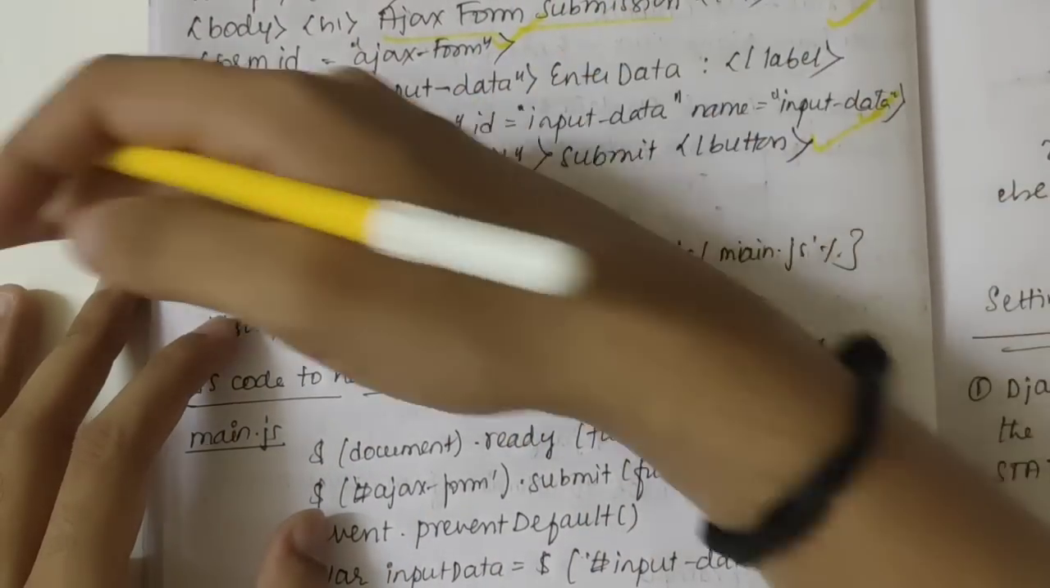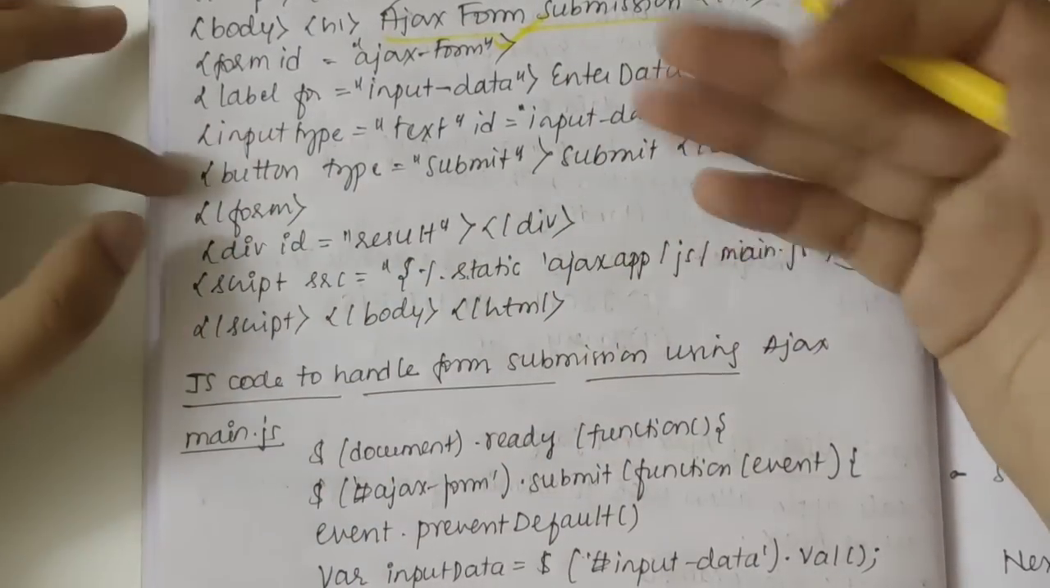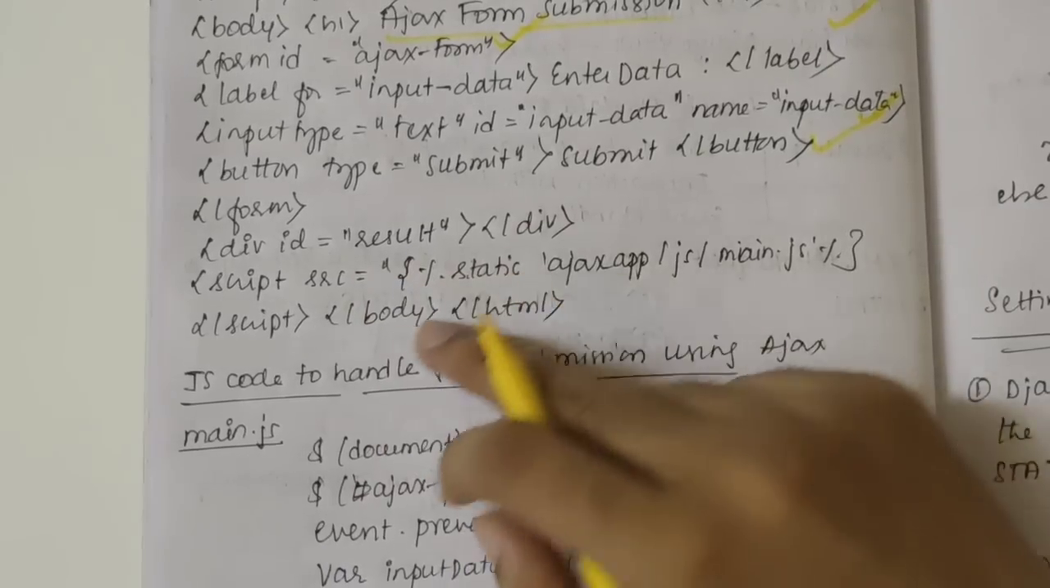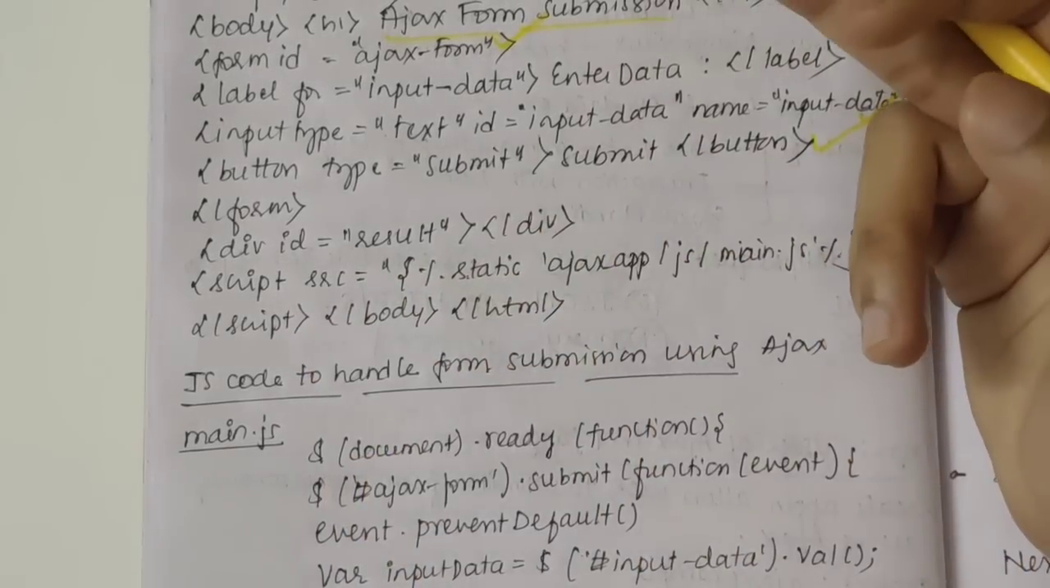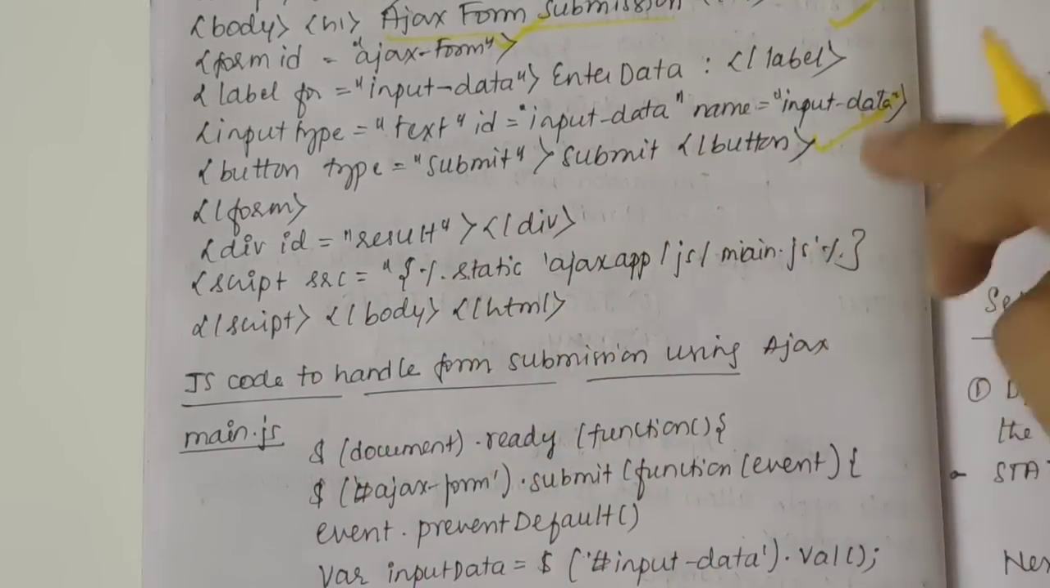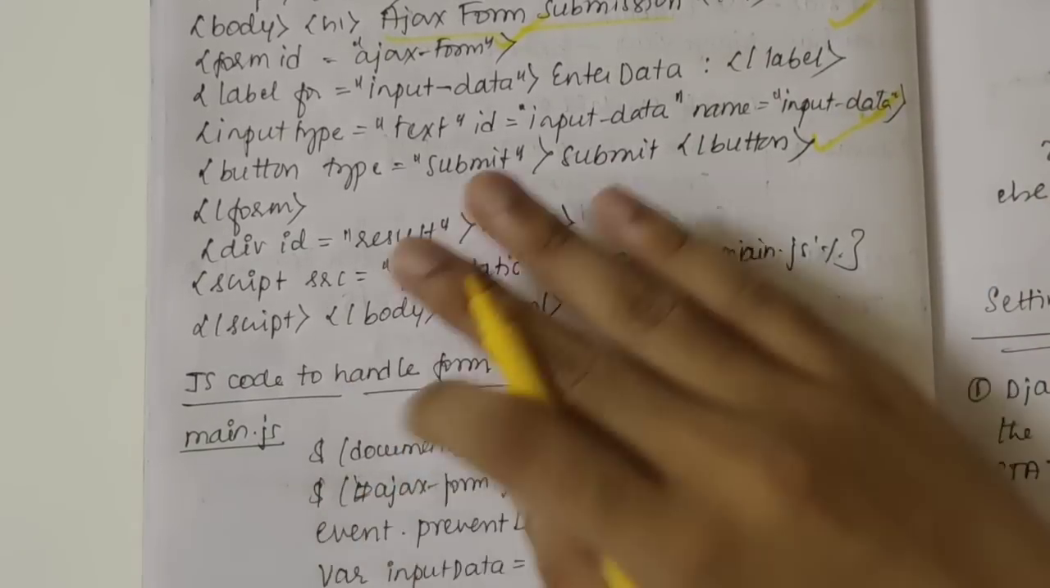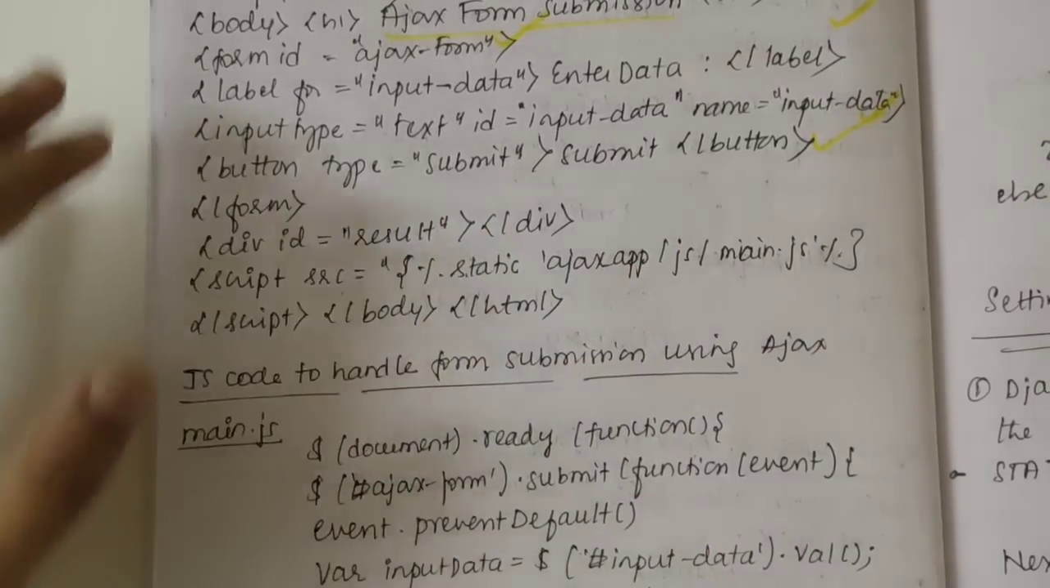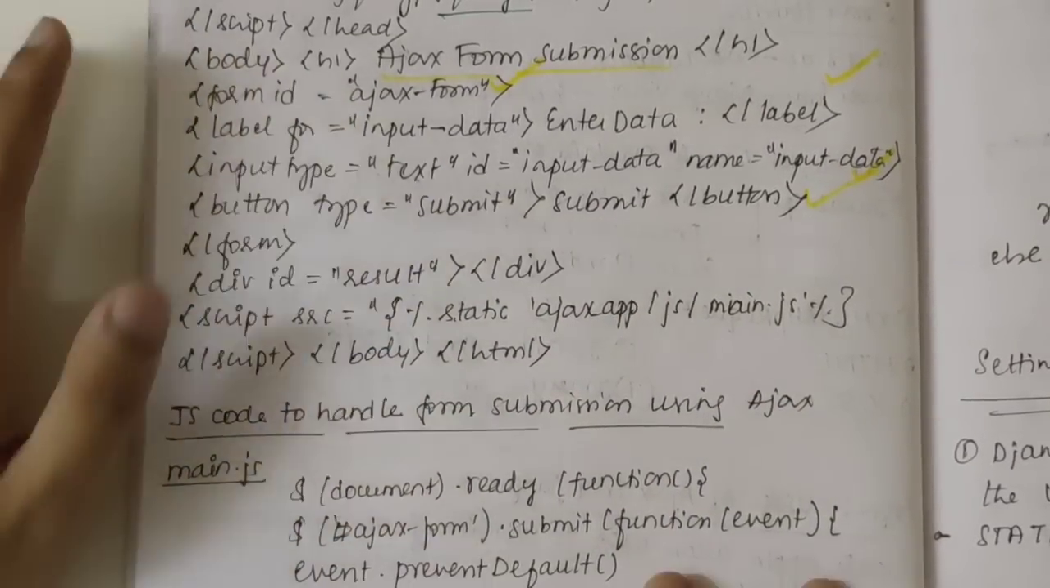Next I have the division part. After that I have result here. Then the script part, again I have written it here, static Ajax app JS main.js, and I'm ending the script part, body part and HTML part. So here this template is used for the index page.